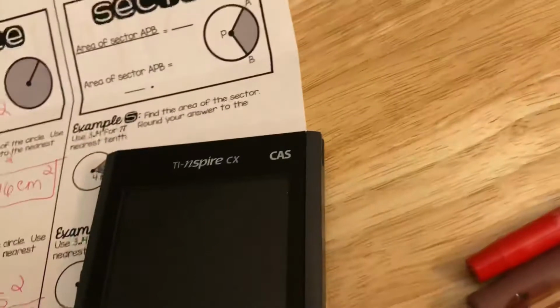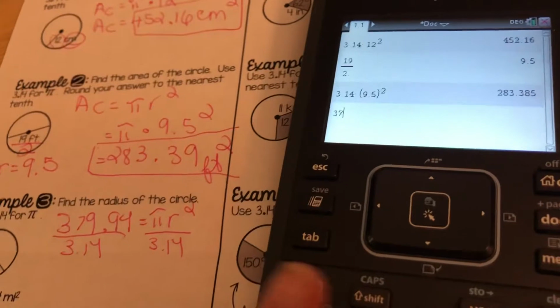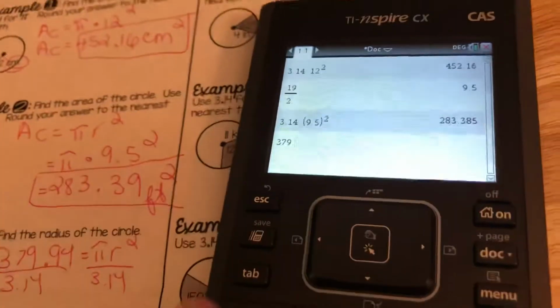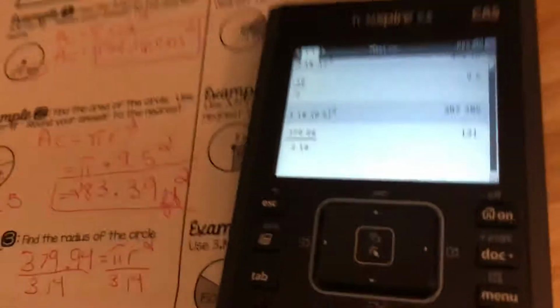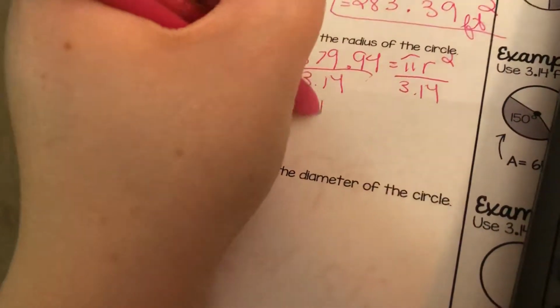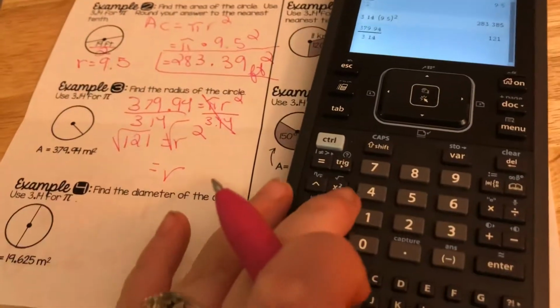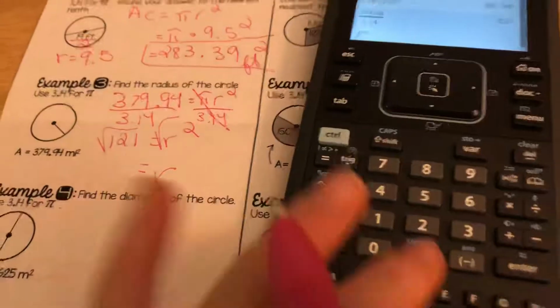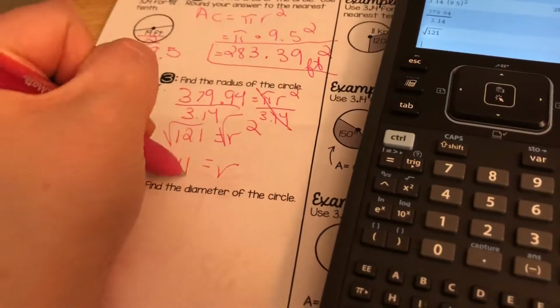So we divide this by 3.14. My calculator wouldn't turn off on me. It's going to be 379.94 divided by 3.14. And that gives us 121. So we have 121 equals r squared that's remaining on the right. We take the square root, so the square root of 121. Due to the square root, we're going to hit control, and then we're going to hit x squared, and it's going to pop up with the radical. And then we type our number, 121, and that's going to give us 11. So our radius is 11.